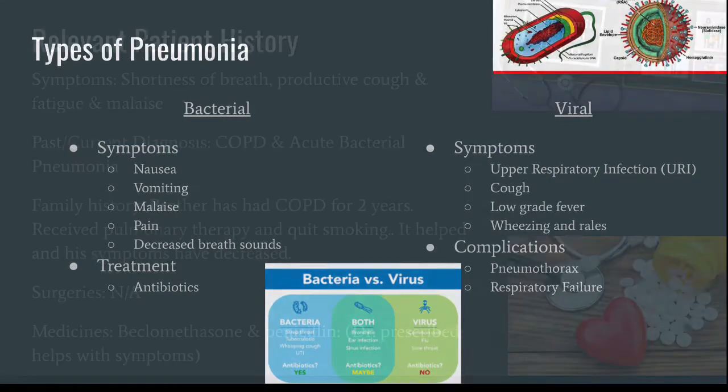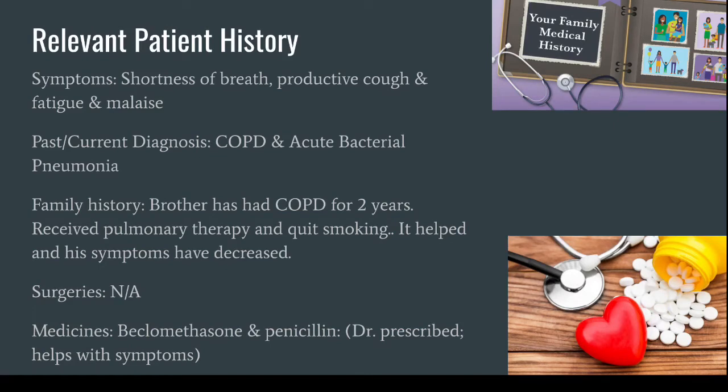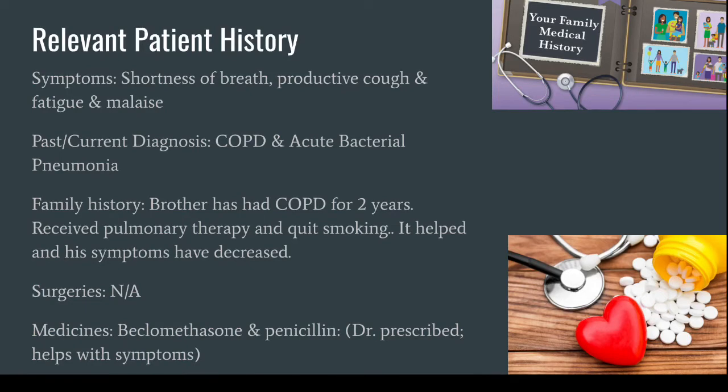This slide shows an example of a patient history taken with symptoms including shortness of breath, productive cough, fatigue, and malaise. A past or current diagnosis of COPD and acute bacterial pneumonia due to immobilization, which they're taking beclomethasone and penicillin for. And also no history of surgeries, but a family history where the brother had COPD for 2 years and received pulmonary therapy and quit smoking, which helped.